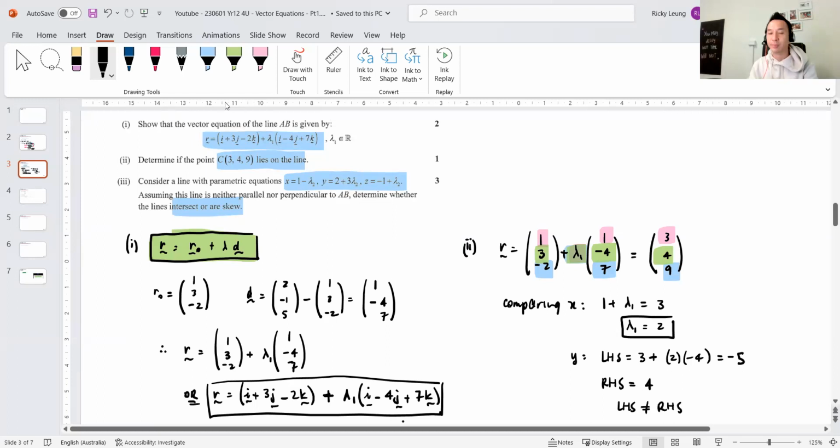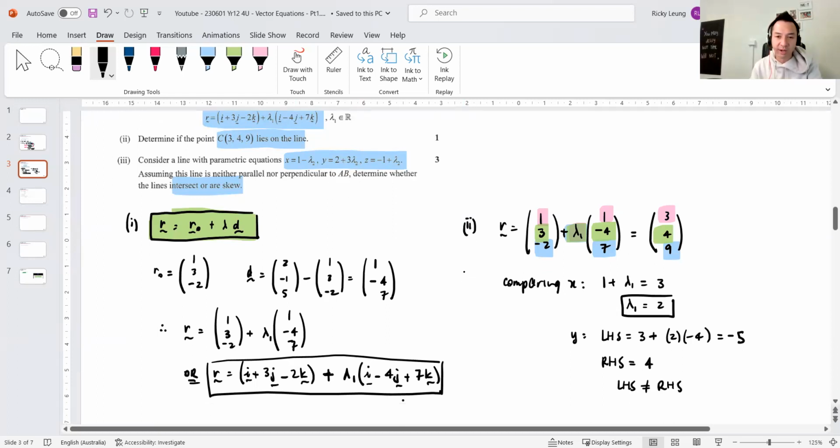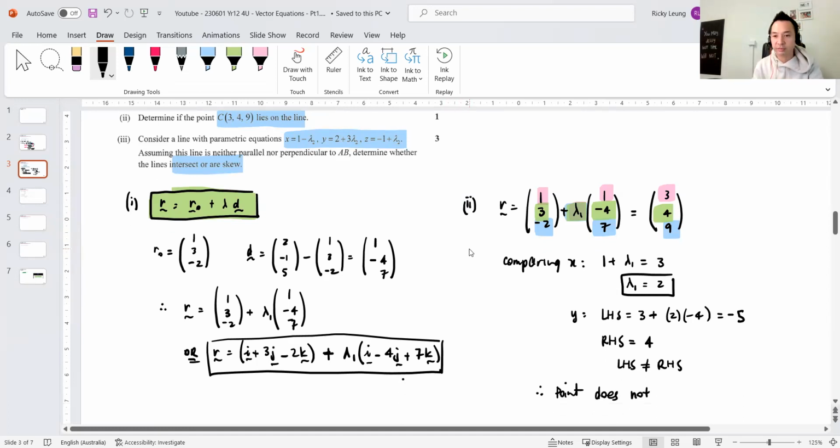And I suspect that's why it's 1 mark, right? It failed on the y. Probably don't need to do the z, sorry. Therefore, point does not. Let me just quickly check that. Yep. Okay, it doesn't. Okay, perfect. Does not lie on the line.